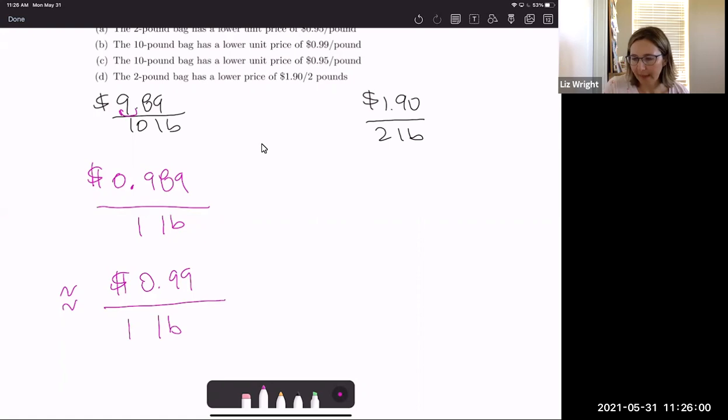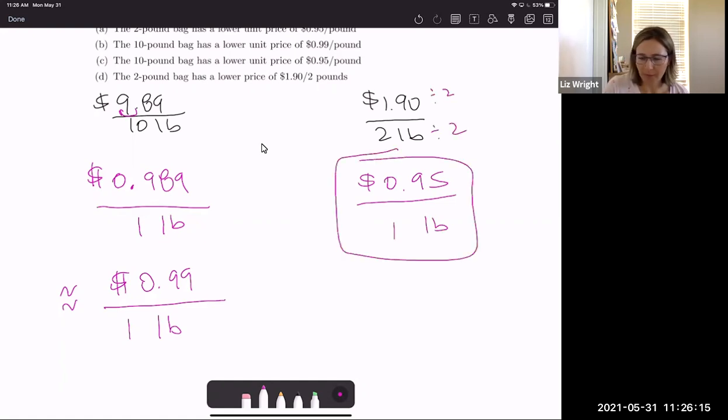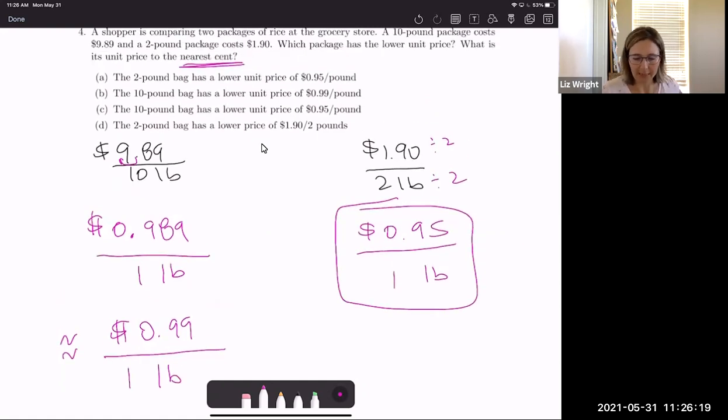And then you're taking that $1.90 and dividing that by 2. And so if you're dividing that by 2, that should end up giving you 95 cents per 1 pound. So again, you're dividing this by 2 and you're dividing this by 2. And so you end up with 95 cents per pound. So the 2-pound bag actually has our lower unit price.